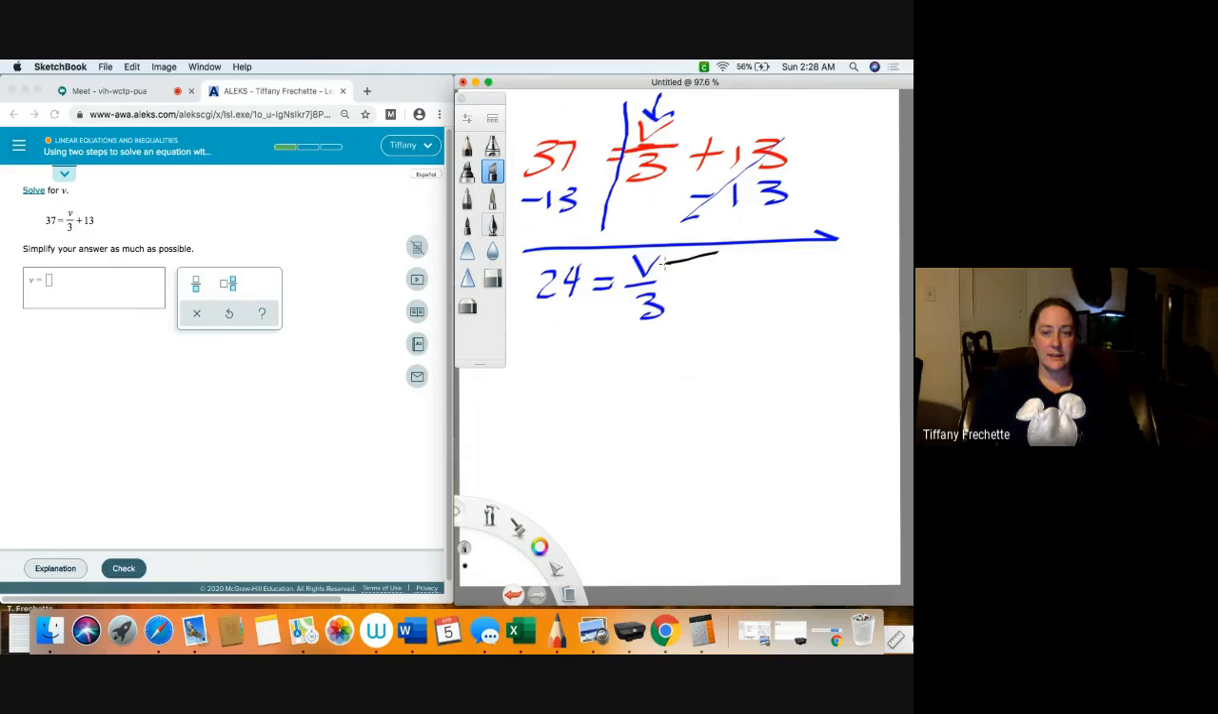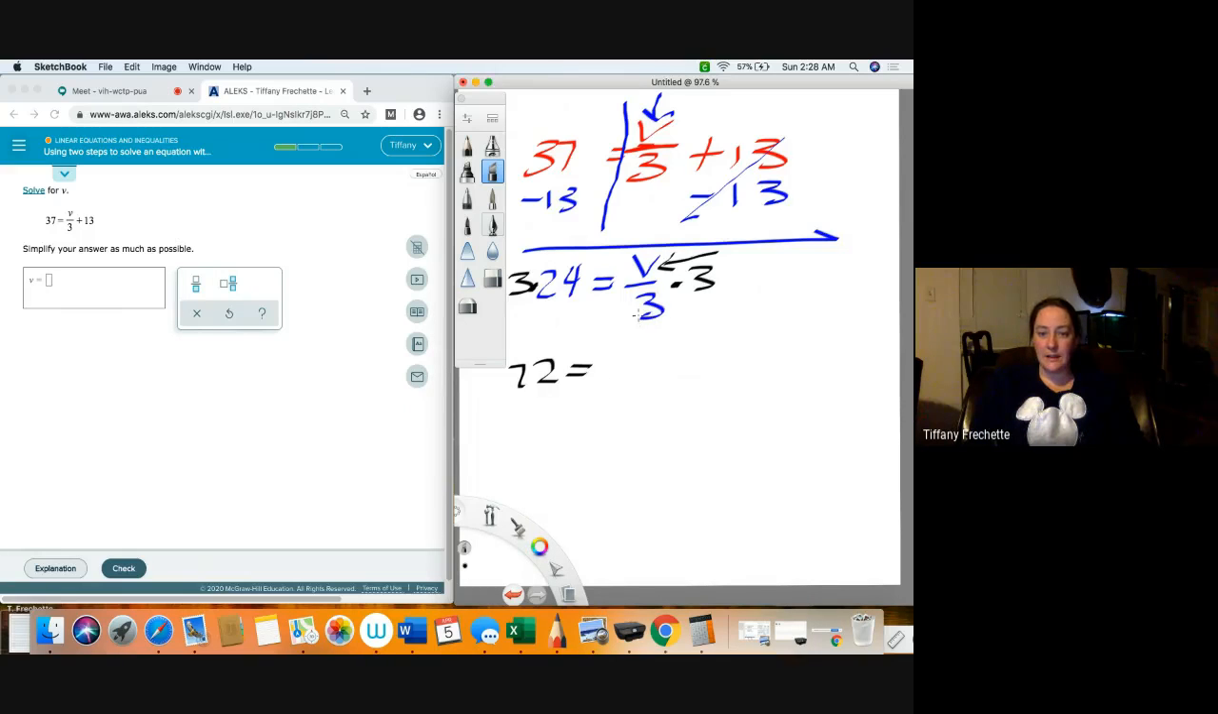Again, we're trying to get this v by itself. So we have to undo the last piece that's being done. It's being divided by 3, so I have to multiply, because to undo division, I have to do multiplication. And whatever I do to one side, I have to do to the other side. So since I'm multiplying by 3 on the right side, I have to multiply by 3 on the left side. All right, so 24 times 3, we get 72.